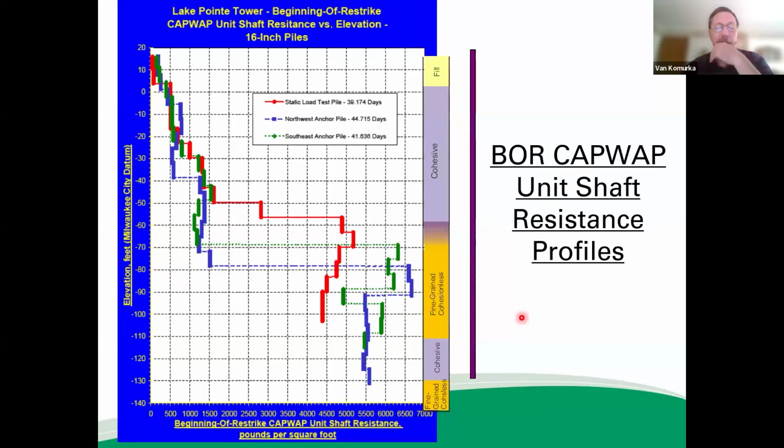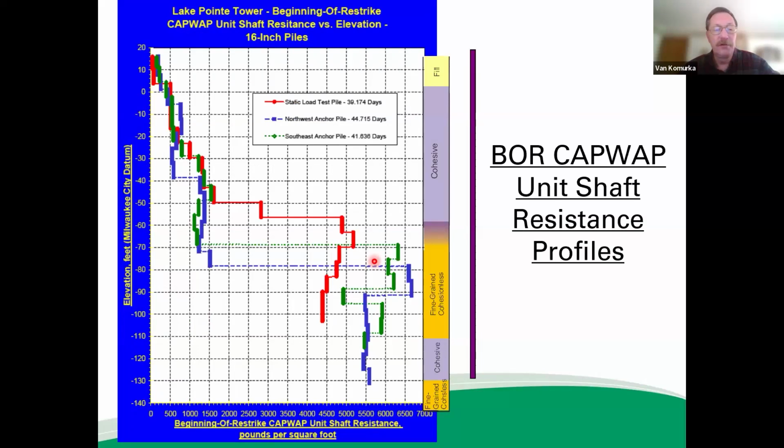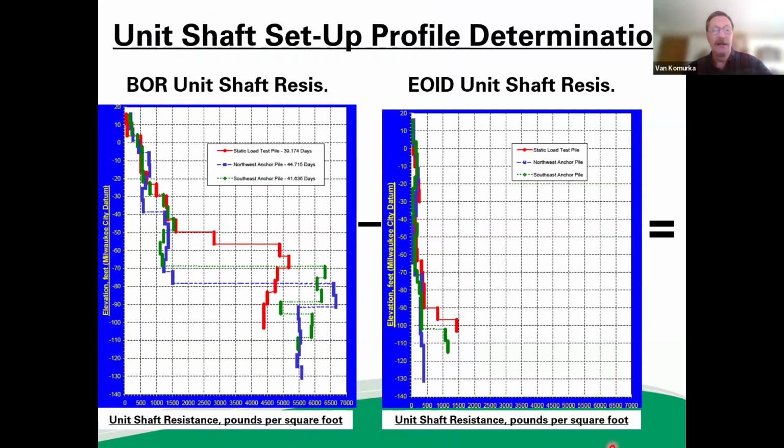Now, this is all fine and good. We've characterized both the initial drive shaft resistance profiles and the restrike shaft resistance profiles. But what we're really interested in is the setup, the change in those two shaft resistance profiles. So if we want to determine the unit shaft setup profile, we take the beginning of restrike, in other words, the long-term shaft resistances, and we subtract from them the initial unit shaft resistances.